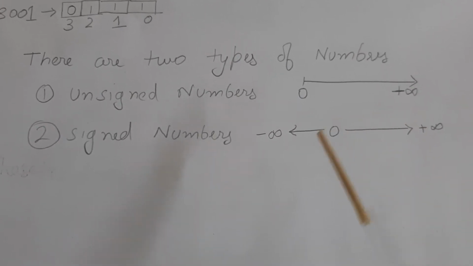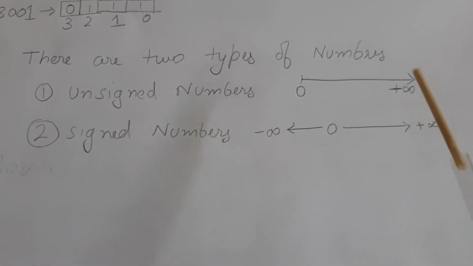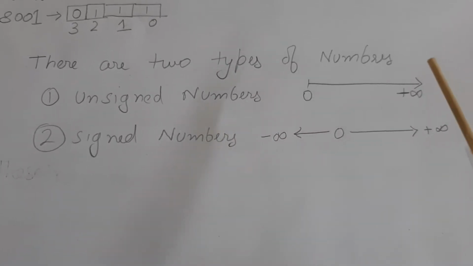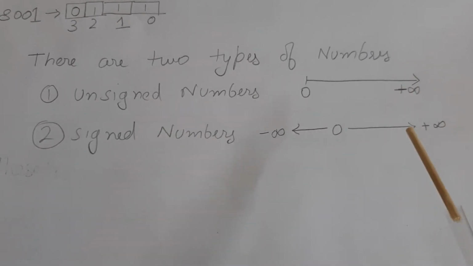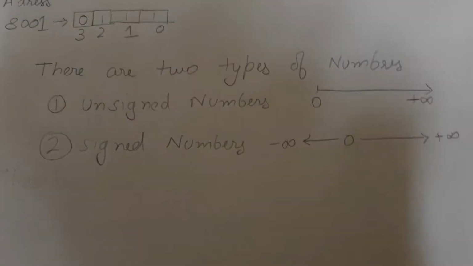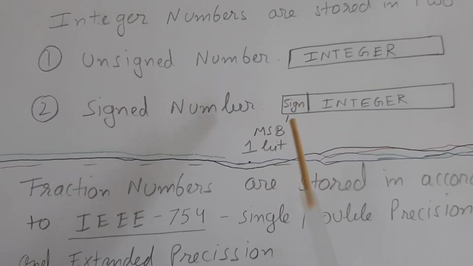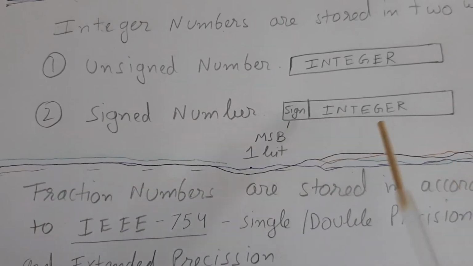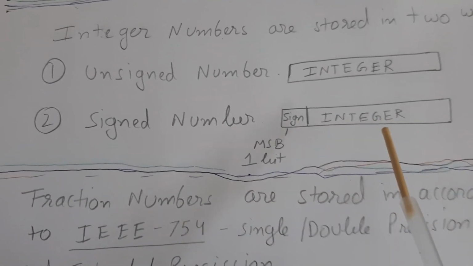Since computers have a limit, the maximum limit is dictated by the number of bits stored at a particular memory location, and it is also heavily dependent on the data bus width. So in signed numbers we have 1 bit for storing the sign, and all the rest of the bits towards the LSB can store our integer number.